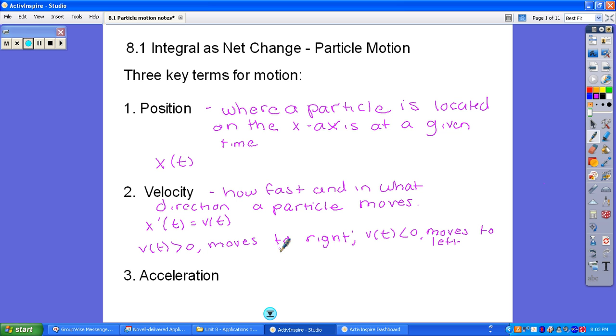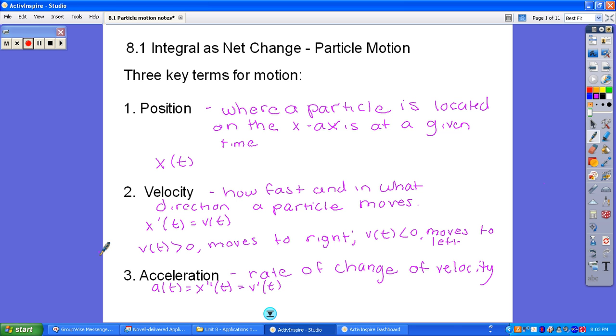And then our third term is acceleration. Acceleration tells us the rate of change of the velocity, or how fast the velocity is changing. And acceleration is defined as either the first derivative of velocity or the second derivative of the position. And then we also have to remember that when acceleration and velocity have the same sign, the particle is speeding up, and when they have opposite signs, the particle is slowing down.